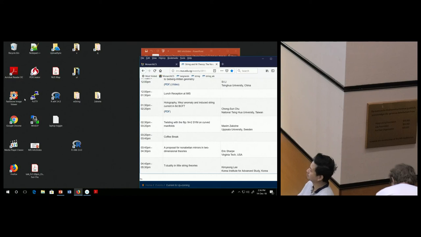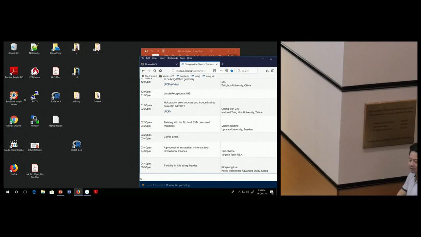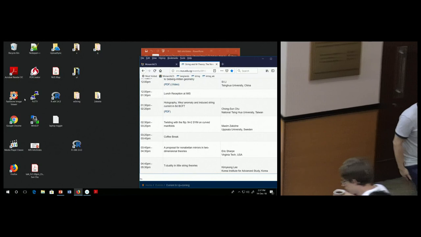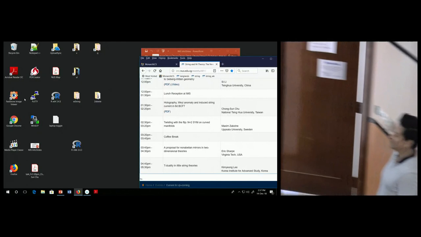Okay, so let's start. Next, we have Maxim Zabzine, who will tell us about Swiss with a flip, the art of personalization. Right. So the term personalization was invented by Nikita, and Vasily gave me permission to use it. And it actually will be a second title of our paper.